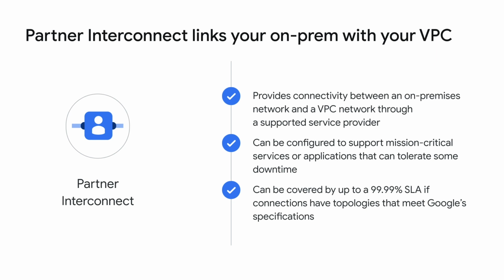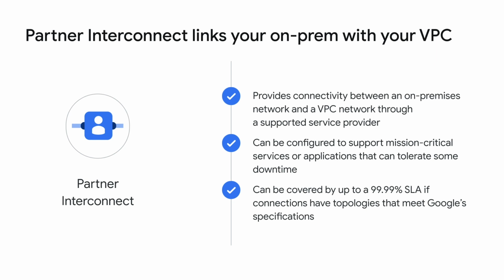And the final option we'll explore is Partner Interconnect, which provides connectivity between an on-premises network and a VPC network through a supported service provider. A Partner Interconnect connection is useful if a data center is in a physical location that can't reach a dedicated interconnect co-location facility, or if the data needs don't warrant an entire 10 gigabit connection. Depending on availability needs, Partner Interconnect can be configured to support mission-critical services or applications that can tolerate some downtime.